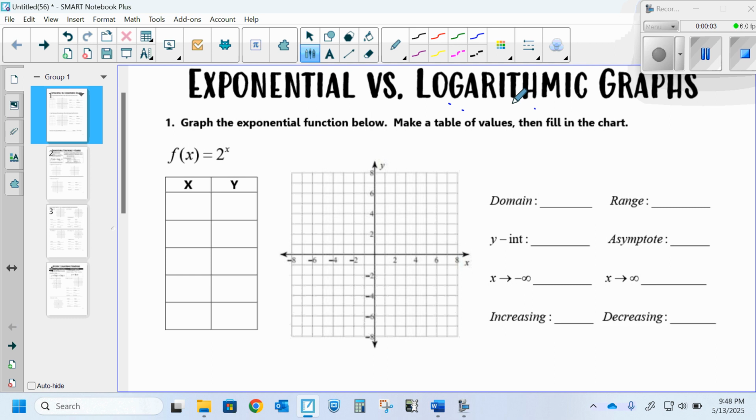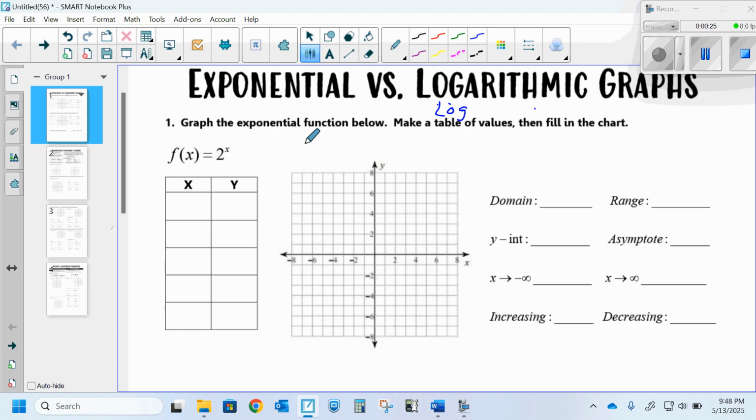Right, hello there. Today we're going to be doing exponential. Actually, we're not doing exponential. We're doing logarithmic graphs, which is actually the inverse of an exponential function. So logarithmic, log for short, L-O-G. We're just going to explore graphing today.